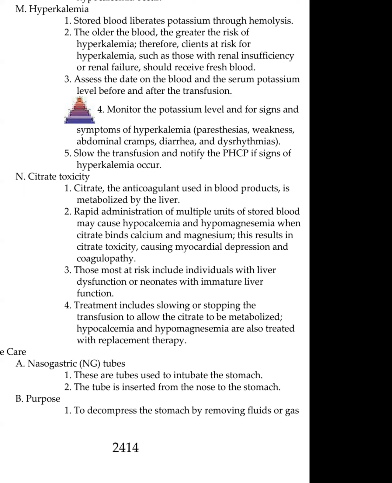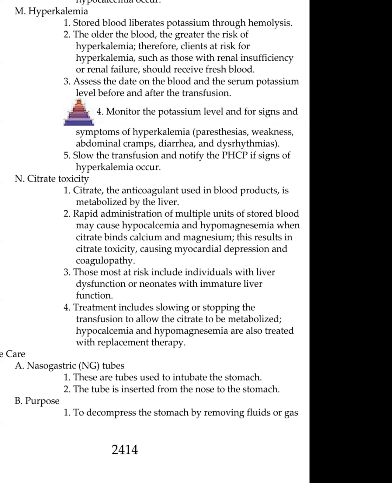Those most at risk include individuals with liver dysfunction and neonates with an immature liver, because citrate metabolism depends on liver maturity. If there is any liver disease, the liver is not going to tolerate the citrate. A preterm baby has an immature liver, with more chance of pathological or physiological jaundice. Again, the liver is weak, so they are not going to handle the citrate. Treatment includes slowing or stopping the transfusion to allow the citrate to be metabolized. Hypocalcemia and hypomagnesemia are also treated with replacement therapy.